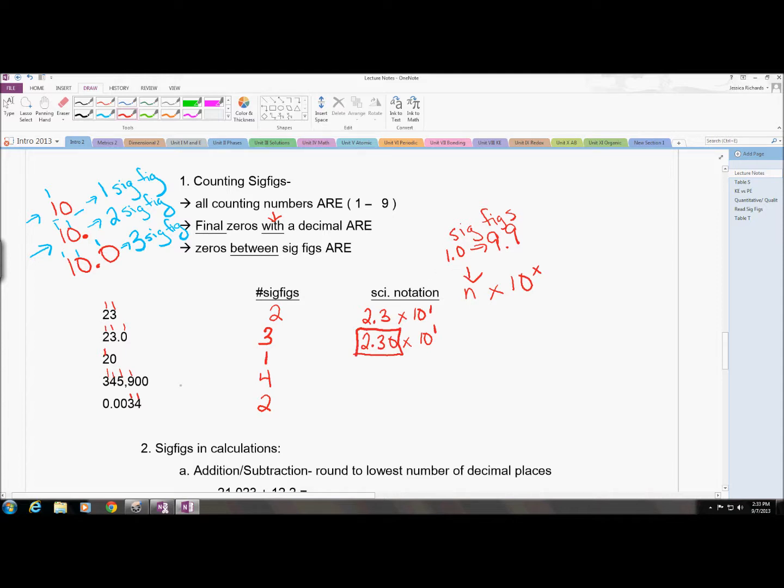Okay. If I skip down here and do 345,900, I have to include all of the significant figures. The 3, the 4, the 5, the 9, but I get rid of the insignificant zeros, and I'm going to multiply that by 10 to the, that's 1, 2, 3, 4, 5. 10 to the 5th. Next, 0.0034, the 3 and the 4. Remember, these zeros are not significant, so I'm going to get rid of them, times 10 to, in this case I'm going to use a negative exponent. Negative 1, 2, 3. So that's 3.4 times 10 to the negative third.